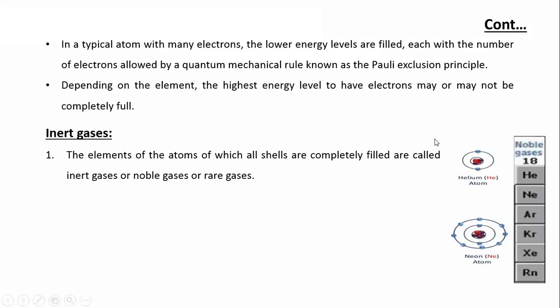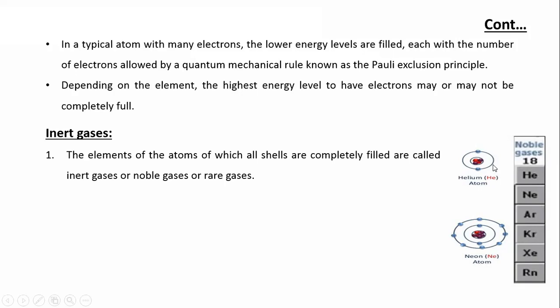Inert gases are the elements in which the outermost shell, the valence shell, whatever shell number that is, is completely filled. If the outermost shell of any element is completely filled, it is known as an inert element, and particularly inert gases. We have the last column in our periodic table for inert gases, also known as noble gases. Their names are helium, neon, argon, krypton, xenon, and radon.